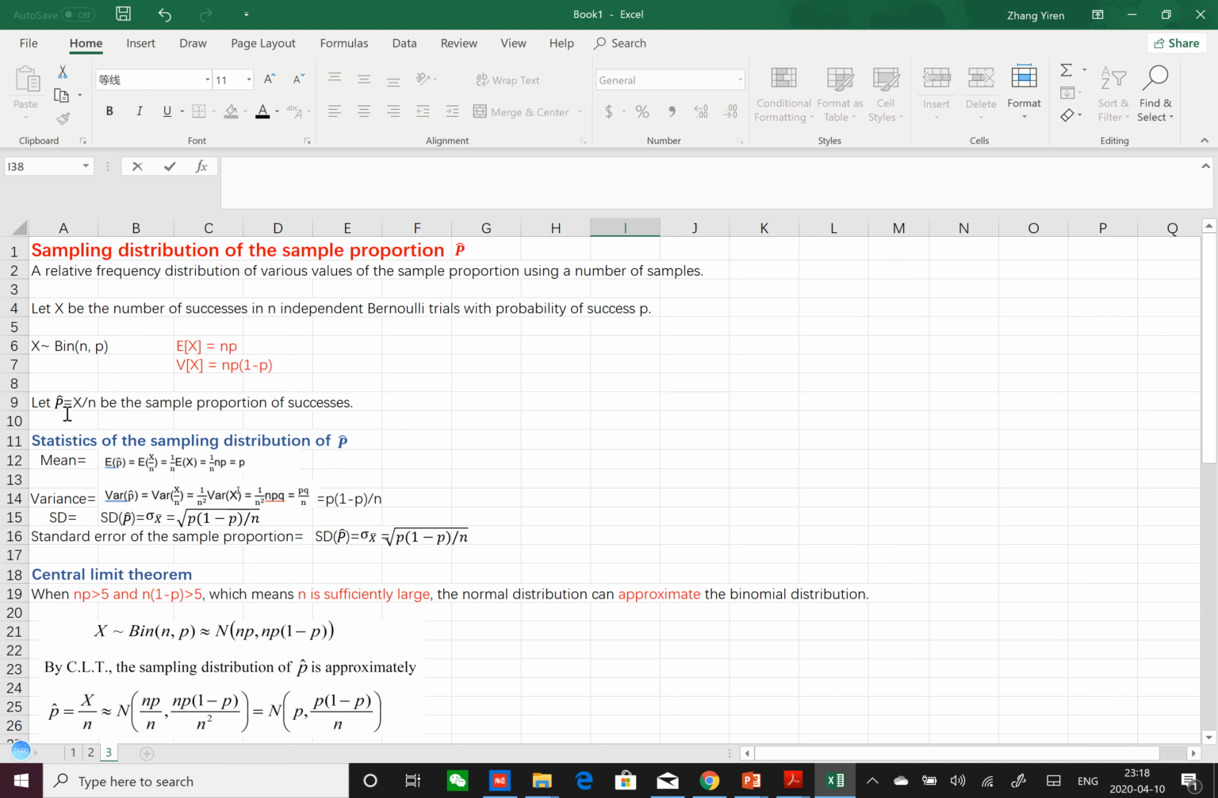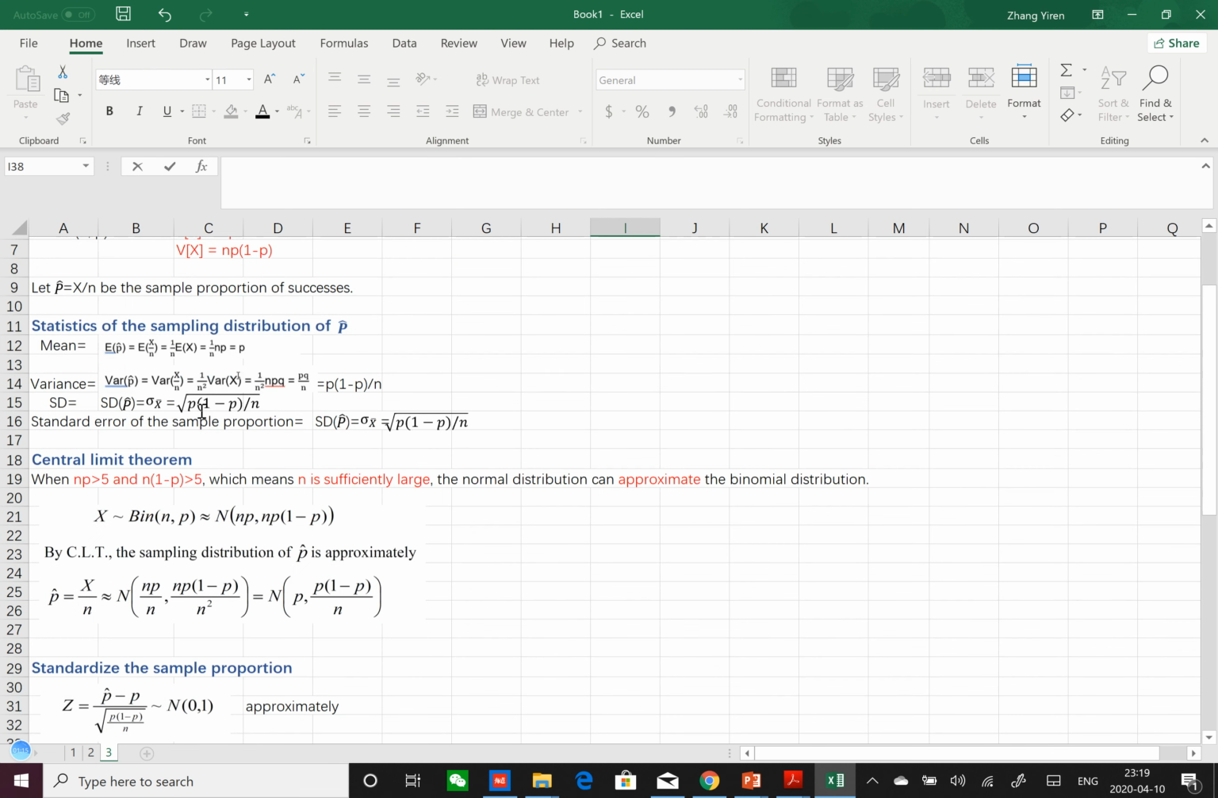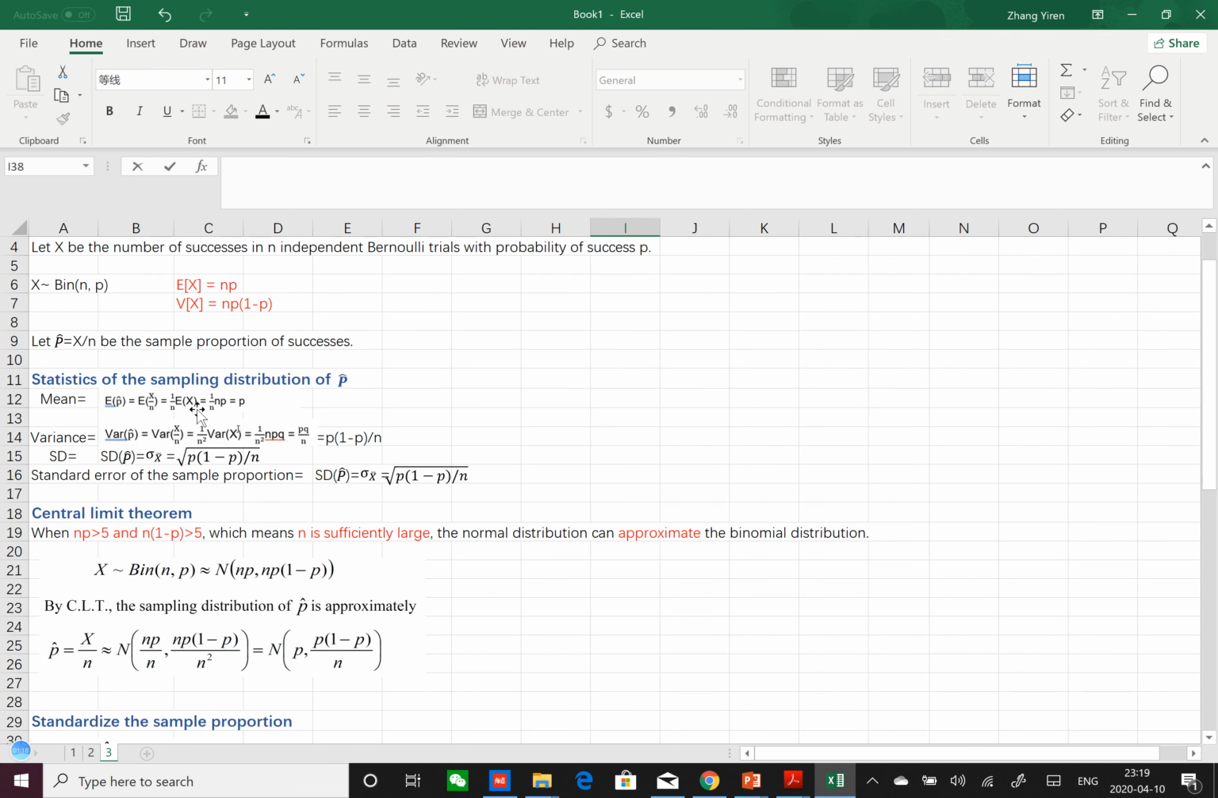Now let p hat be the number of successes divided by the sample size n, the sample proportion of successes. Let's explore the statistics of the sampling distribution of p hat. First, the mean equals p. The variance equals p times q divided by n. The standard deviation is the square root of the variance, and the standard error of the sample proportion is the same as the standard deviation.